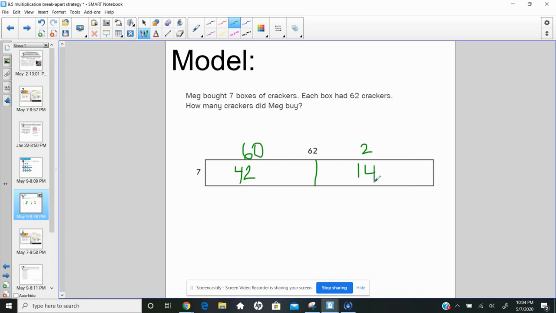But, oh, what did I forget? This is times 60. It's not 7 times 6, it's 7 times 60, so I need to add a 0. So now I'm going to add the 2 together, and I'm going to have 420 plus 14.